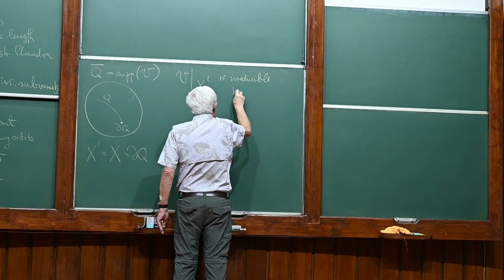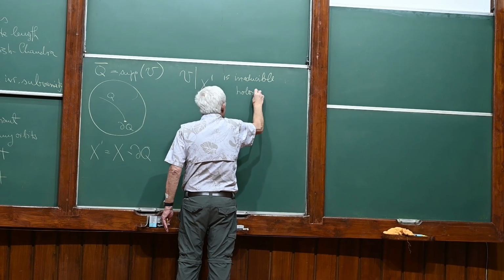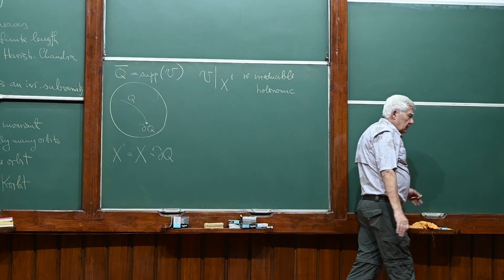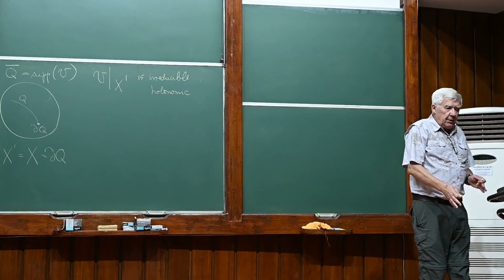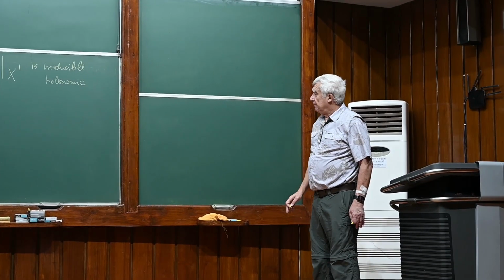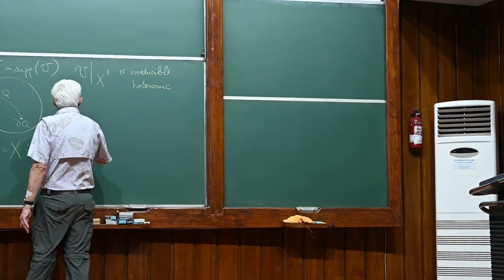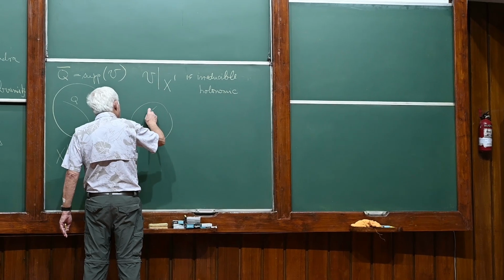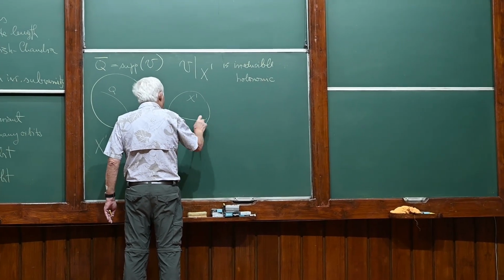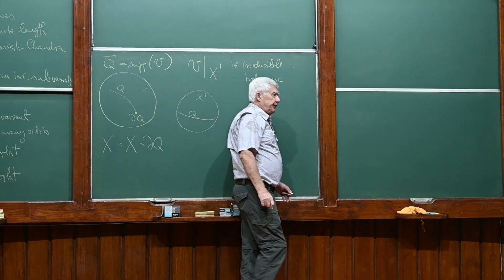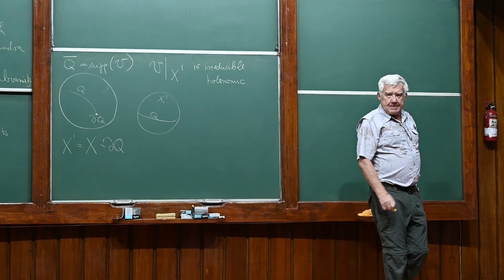And of course it's holonomic. Because, as I mentioned last time, holonomicity is a local property. So now we have a different situation. We have X prime, and our orbit Q is now a closed subvariety of X prime.